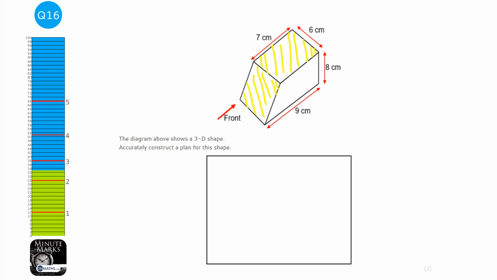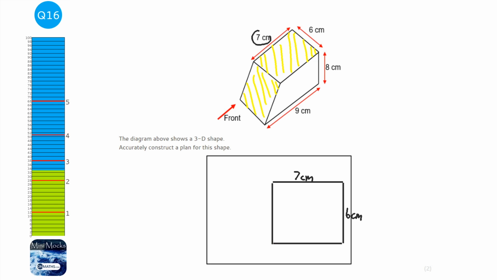Now, I'm not going to be able to draw this accurately because I don't have a ruler. But we can almost get it right. We can get it kind of right. And if I label it, that's going to be 7 centimeters, and that should be 6 centimeters. And in your exam, just make sure you actually measure them because they are said to you in here, and it does say accurately construct. So you want to make sure that it's done 7 centimeters and 6 centimeters.